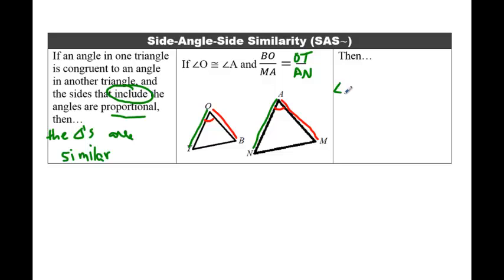So we would write our triangle similarity statement this way. Let's go BOY, triangle boy, is similar, same matchup, same order, MAN, triangle MAN. Boy is similar to man.